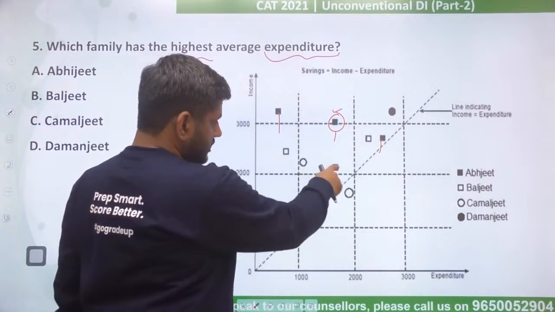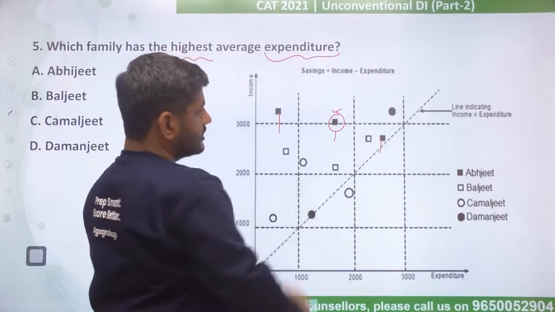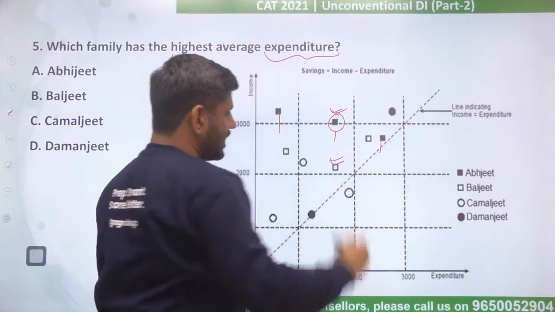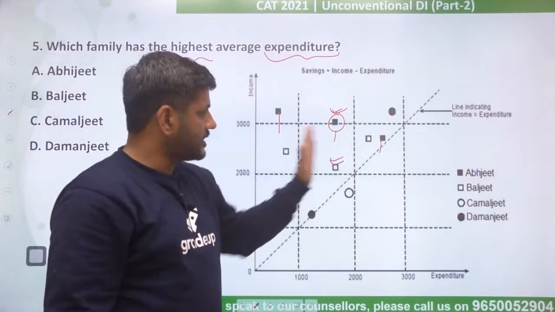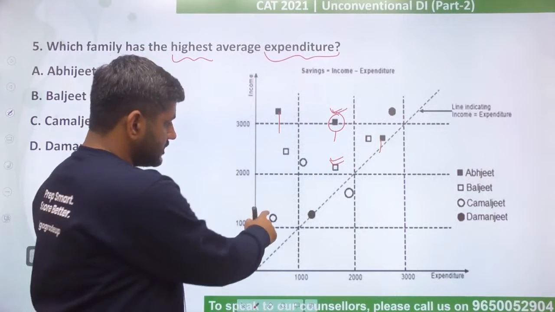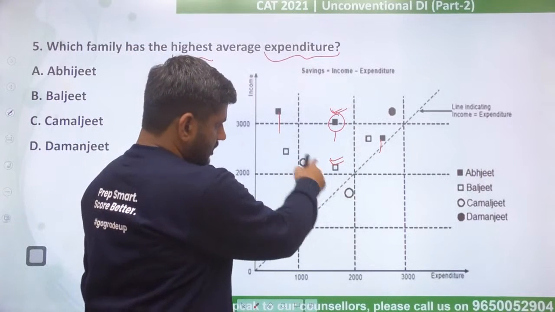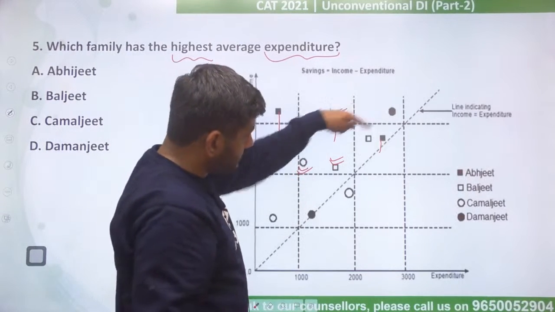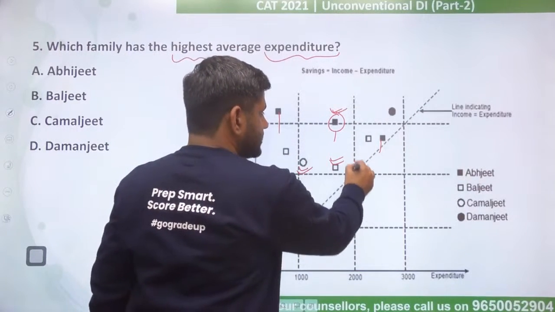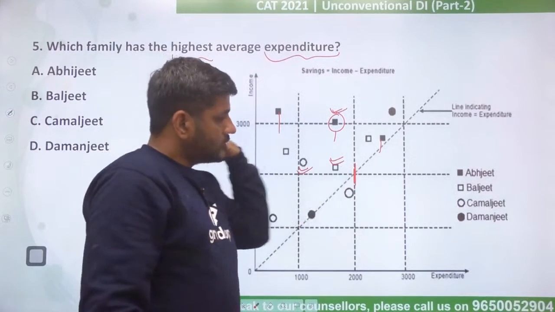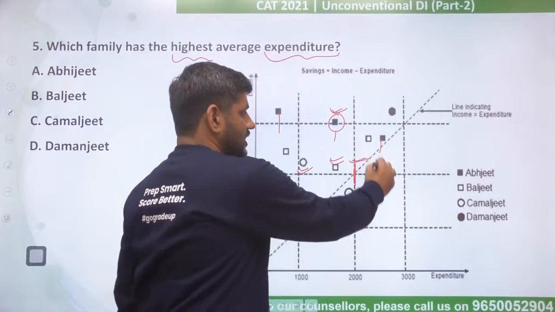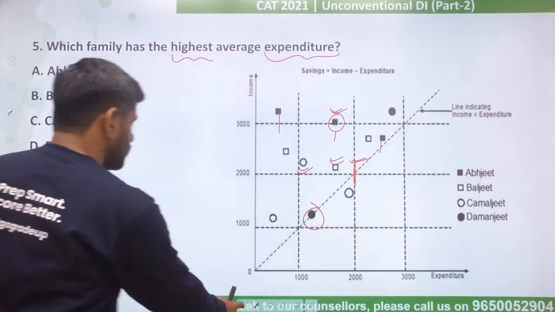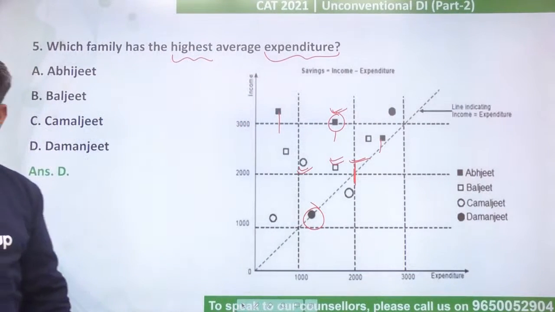When I look at the 3 white boxes, here this was the average for 3 white boxes. Again, the average is somewhere around this. These are the 3 white boxes. The middle is here. These are the 3 white circles. The average would be somewhere around this. And these are the 2 black circles. Their average would lie somewhere around this. And highest to the right, basically, expenditure is of this figure. Whose is this? Damanjeet. So according to me, the answer should be Damanjeet. That is option D.